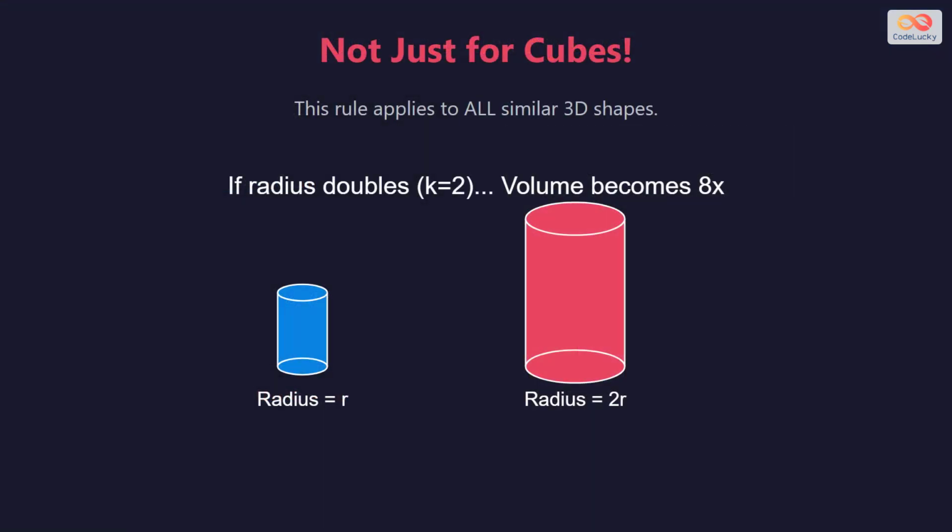It is important to remember that this rule is not just for cubes. It applies to all similar three-dimensional shapes, like cylinders, spheres, or pyramids. For instance, if you double the radius of a cylinder, its volume will increase by a factor of 8.